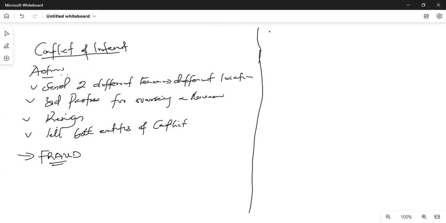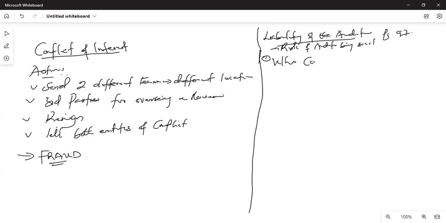So when it comes to the liability of the auditor, you can refer to page 97 of the manual I gave you. The key bits are that we are talking about the risk of the auditor being sued. So number one, what we look at is who can sue the auditor? Who has the authority or the power to sue an auditor? Who can sue?